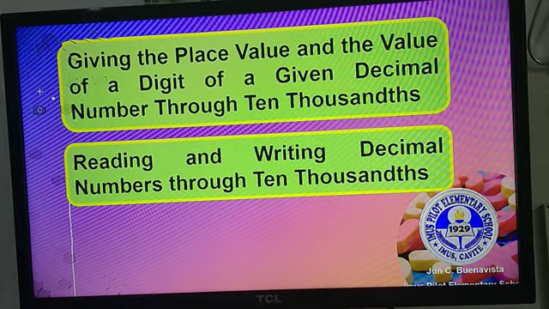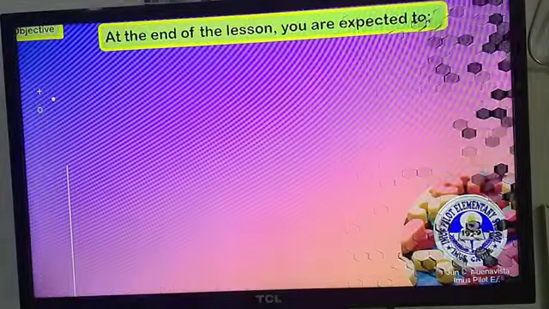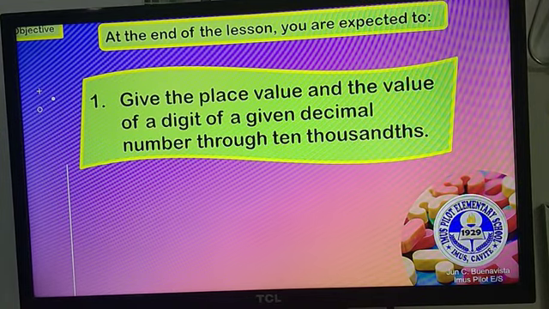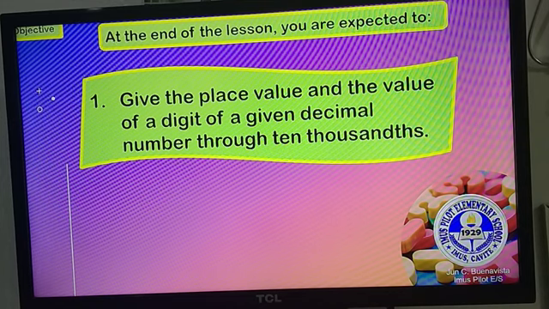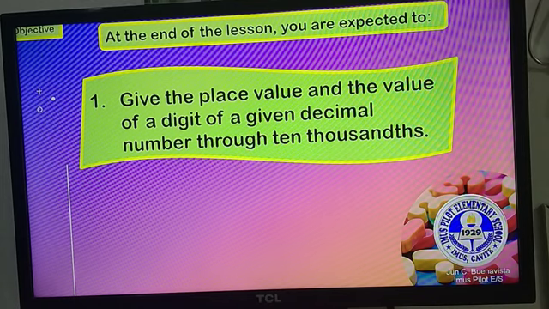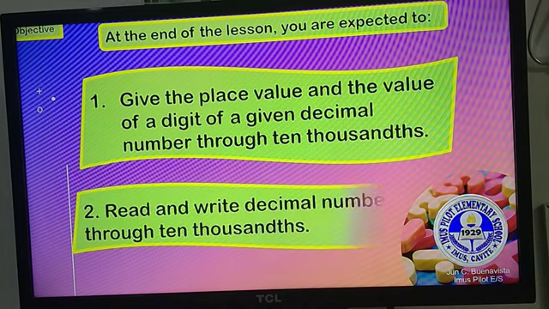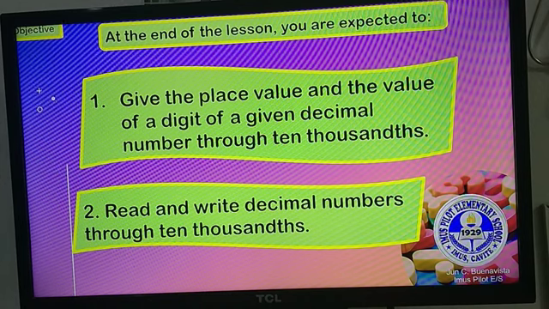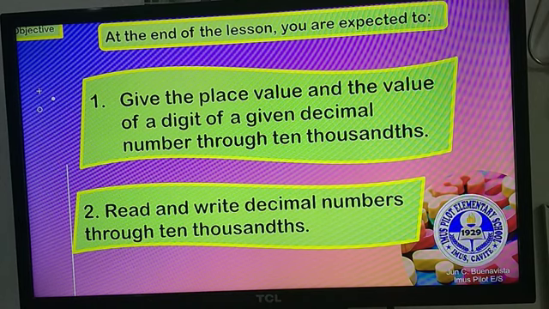Okay, so at the end of the lesson, you are expected to, 1, give the place value and the value of a digit of a given decimal number through 10,000. Then the second one is read and write decimal numbers through 10,000. You can read and you can write the decimal numbers, either in numerical form or in words.